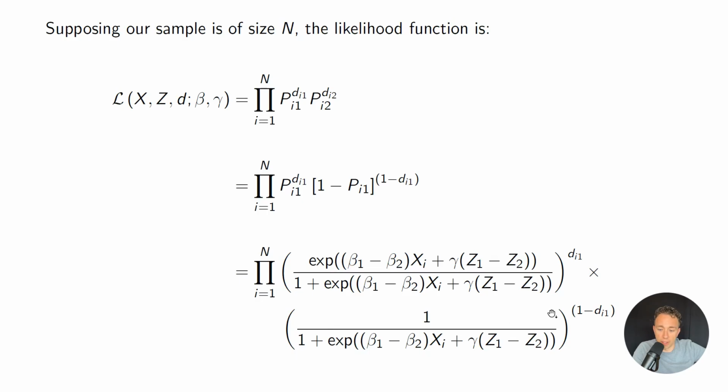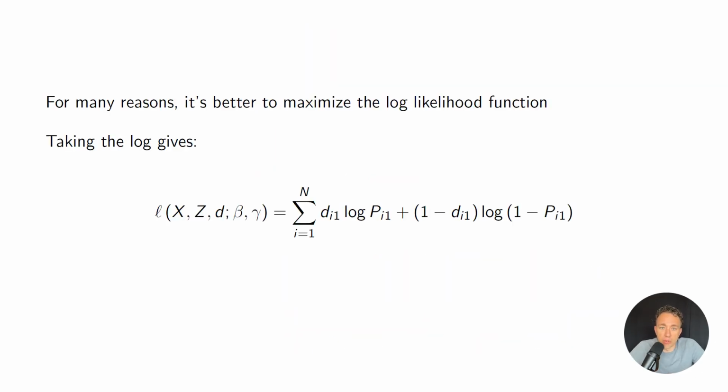And then we want to estimate beta 1 minus beta 2, so that's one parameter that we can estimate, and then gamma is the other parameter that we can estimate. Now, typically, we want to maximize the log of the likelihood instead of the actual likelihood. There are a lot of reasons for that that we don't need to cover in this video.